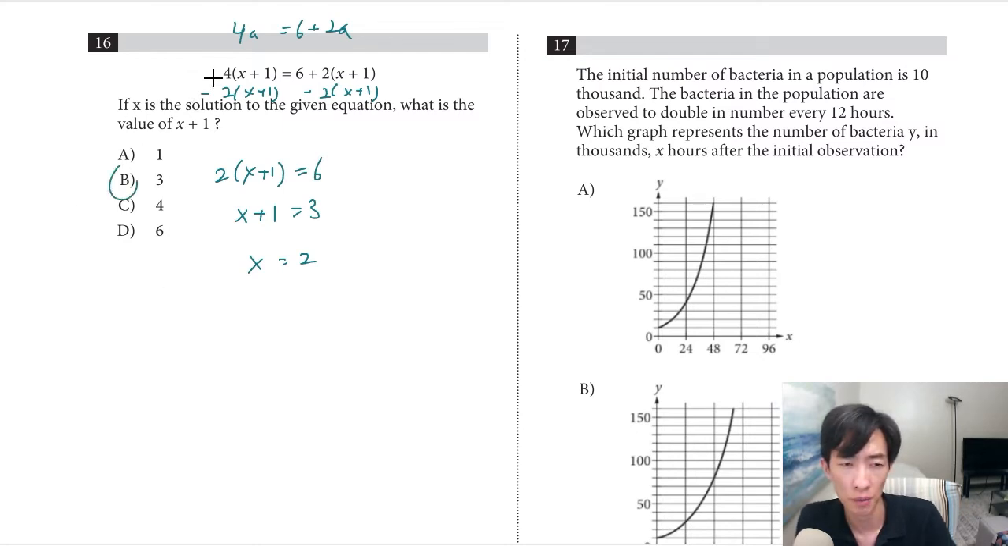You could have also multiplied it out, 4x + 4 and 2x + 2. I think it would have worked. A relatively easy problem. I'm surprised that it's number 16.